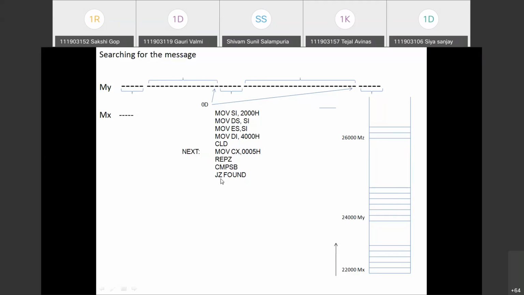So now, if suppose Z flag is 0, then we would like to skip the message. That job can be done with moving to AL, 0D. And now you are going to check: is it 0D? Is it 0D? AL getting compared. So you are going to scan it. So scan can be done repetitively. Length is not known, so CX is loaded with maximum, 4 times F.